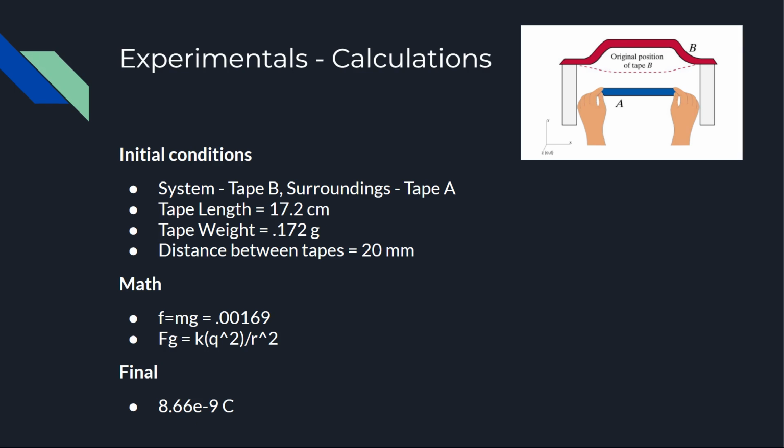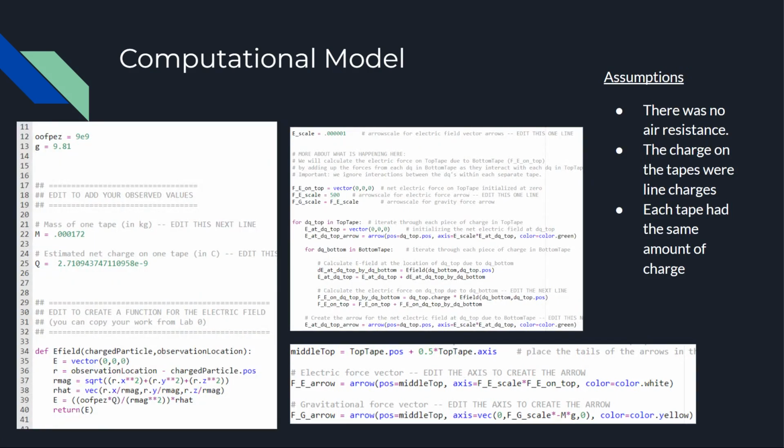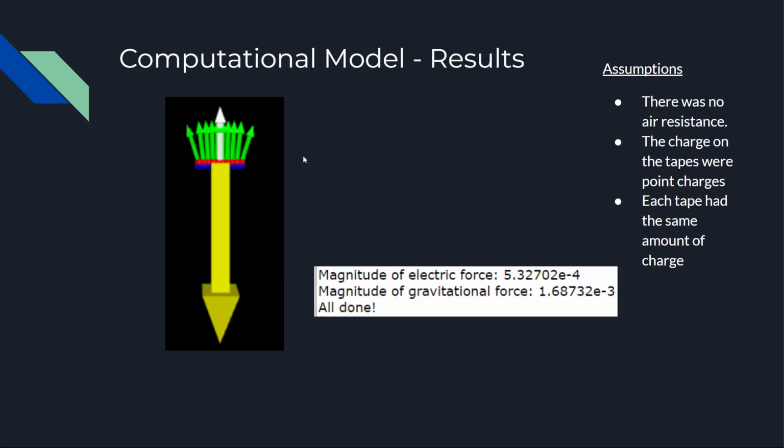We are just considering the tapes as a point charge. So if we make a computational model of the tapes as line charges, but still use that Q from the point charges, we can see we have our mass of one of the tapes. We have our Q that we just found, plugging into all this, which calculates the arrows, and this shows the arrows that we use if the tape was a line charge. And we see that this force is so much smaller than the force of gravity. The magnitude of electrical force is less.